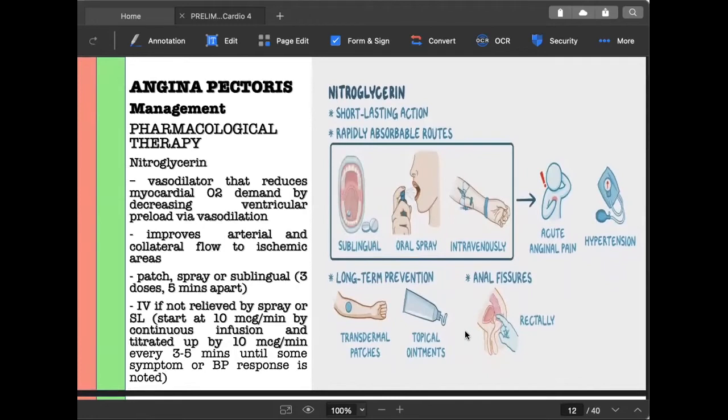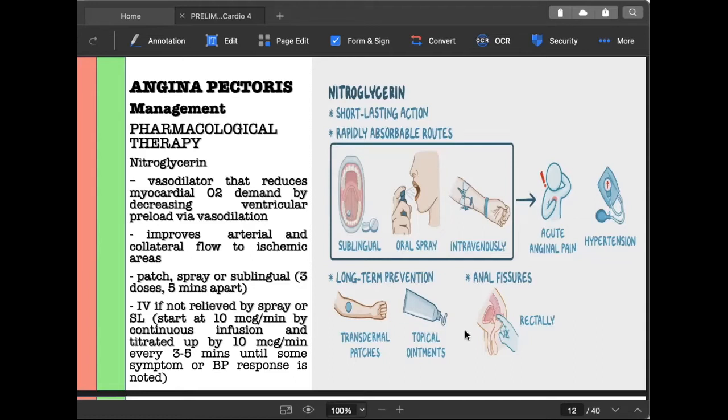Number one, there is your nitroglycerin. Okay, so we all know that your nitroglycerin is a vasodilator that reduces your myocardial oxygen demand by decreasing your ventricular preload via vasodilation. So it goes with your sublingual, oral spray, or intravenously. It improves your arterial and collateral flow of your ischemic areas. Okay, IV is not relieved by spray or sublingual.